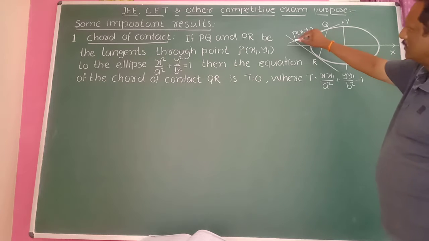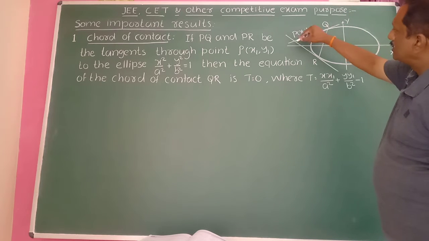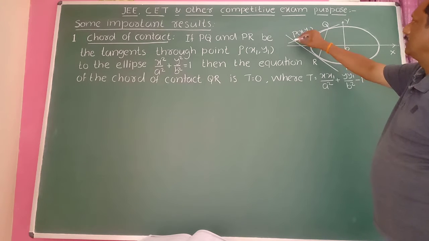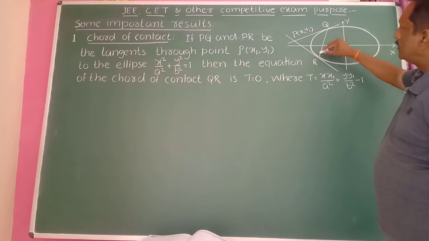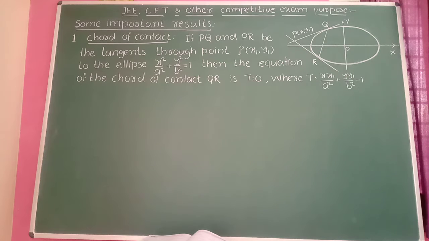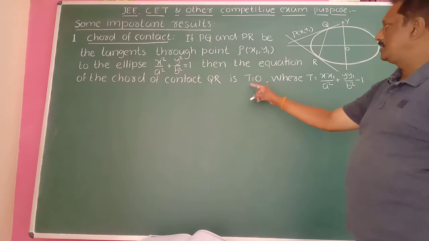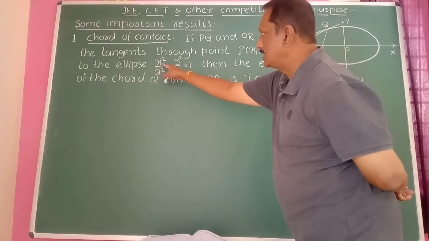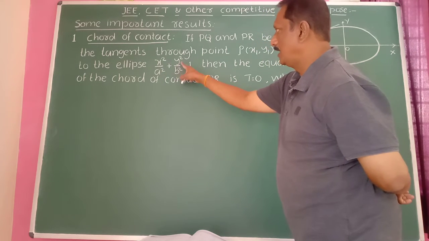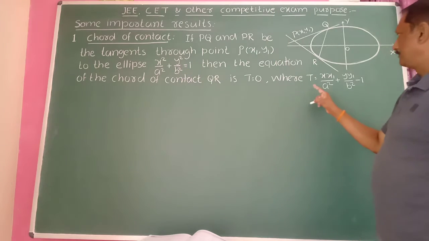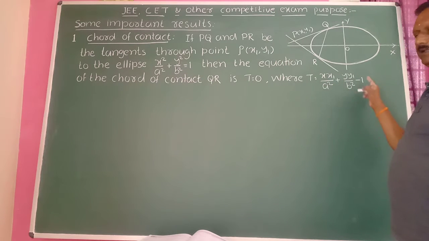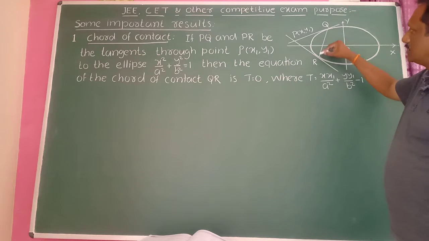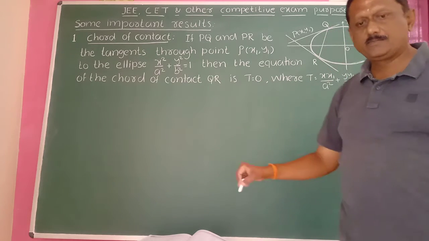Here these are two tangents, PQ as well as PR, drawn from the point (x1, y1). Then this line is called the chord of contact. Its equation is given by T = 0, where T is obtained by replacing x² by xx1, y² by yy1, and taking the 1 to the left side. We get T here, so equate it to 0, and it gives the equation of the chord of contact.